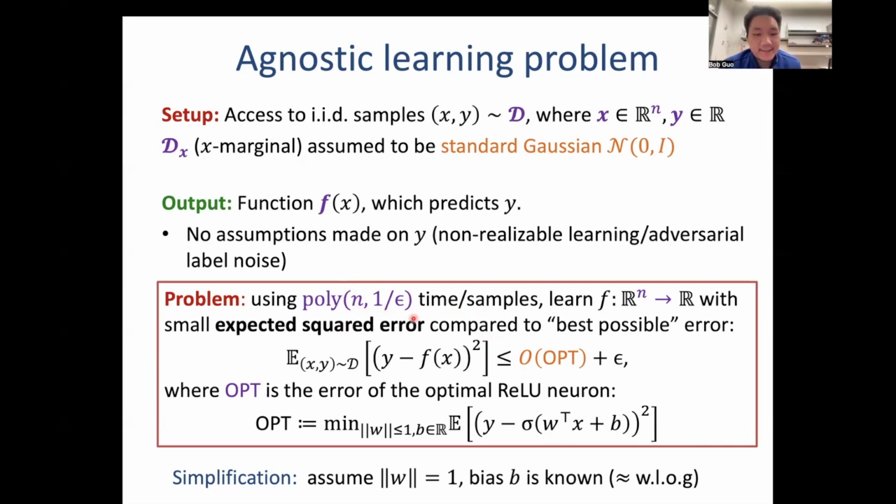We further note that a simplification would be to assume that W has norm 1, and also that B, the value of the optimal bias, is known. This assumption is without loss of generality, because we can simply perform a search, and this will not use more than polynomial time and samples.